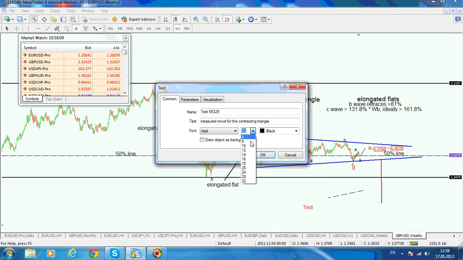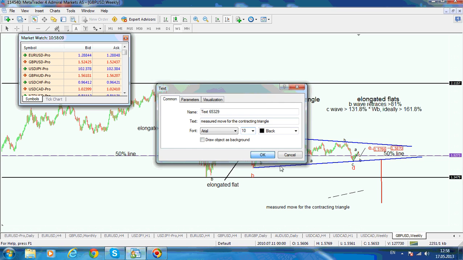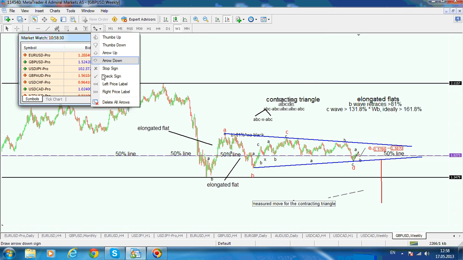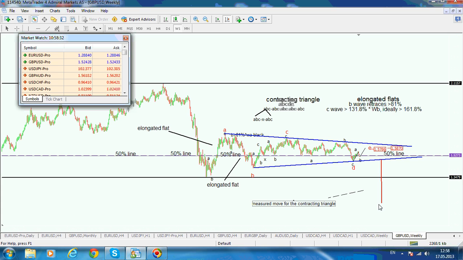Let's make it black and like this. So measured move for the contracting triangle, and let's put a number on it, has a value of 113.78 if this contracting triangle that we have here is going to break to the downside. Now this is the measured move. This is how you should treat the contracting triangles regardless of the time frame. You just take the height of wave A and you project it from the moment of break.